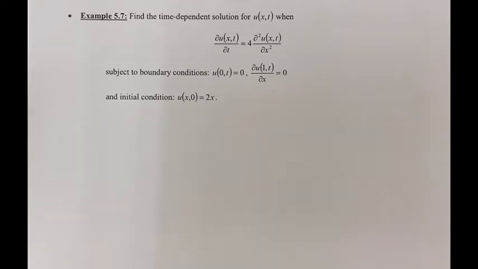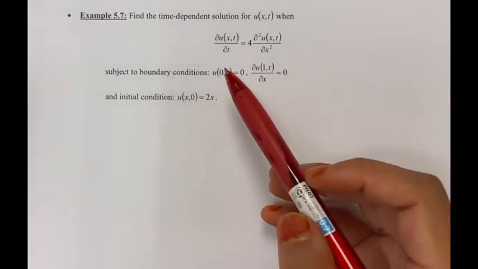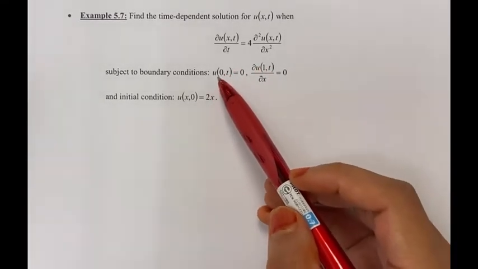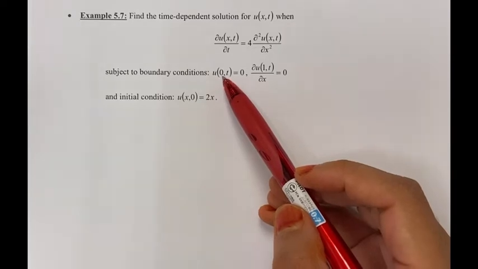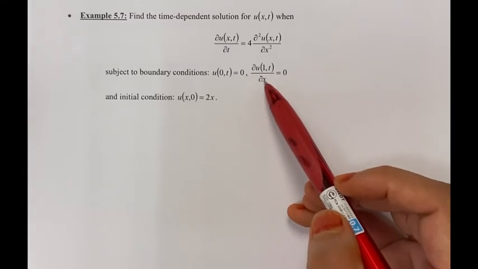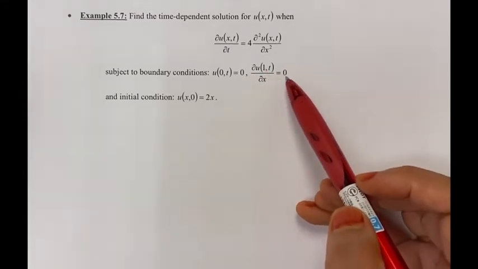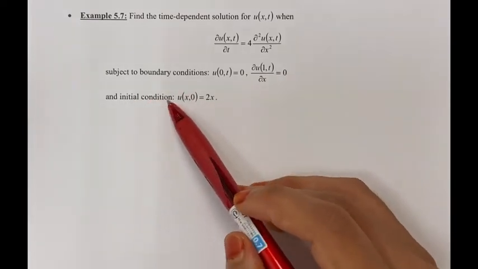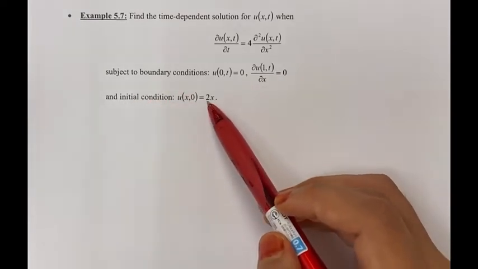So find the time dependent solution for u(x,t) when you have this PDE, del u over del t equal to 4 del square u over del x square, subject to boundary conditions: u(0,t) equal to 0 and del u over del x at x equal to 1 is equal to 0. And the initial condition u(x,0) equal to 2x.